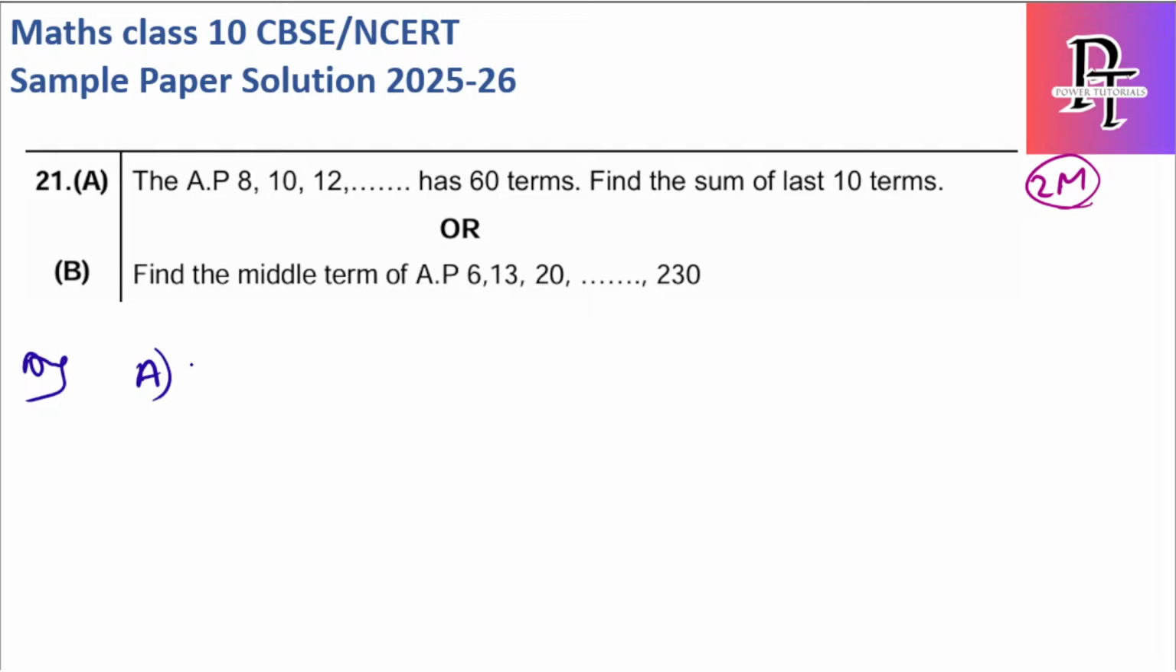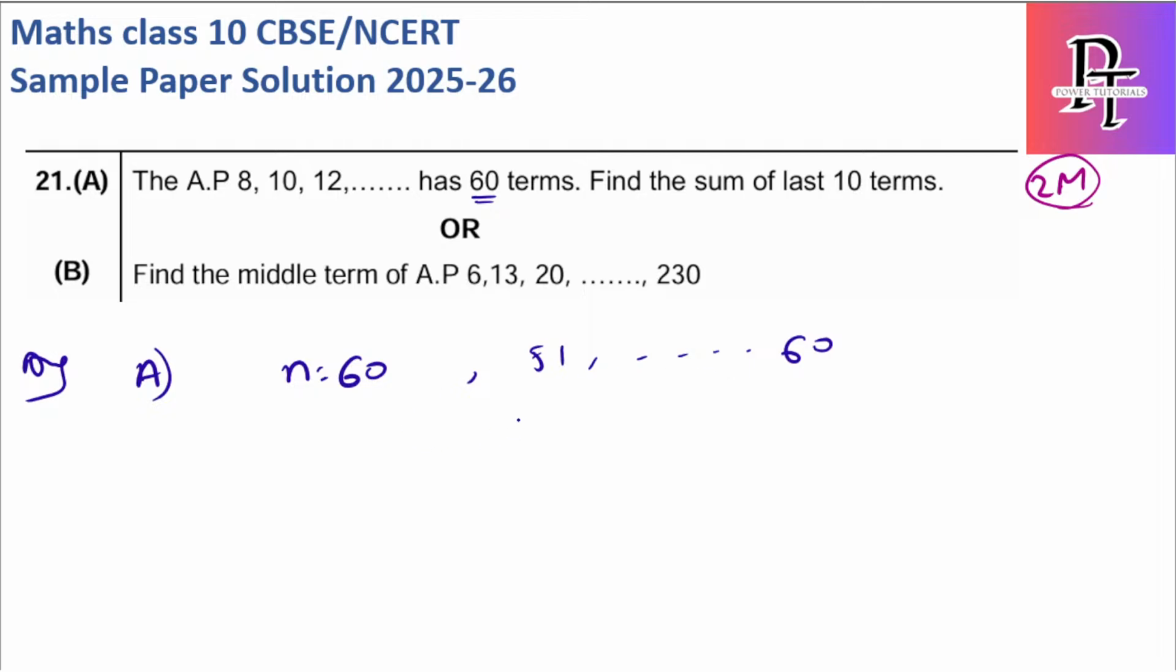In the AP 8, 10, 12, there are 60 terms. The number of terms is 60, n is equal to 60. Find the sum of the last 10 terms. So simply they are asking from the 51st term and so on up to the 60th term. These are the last 10 terms.